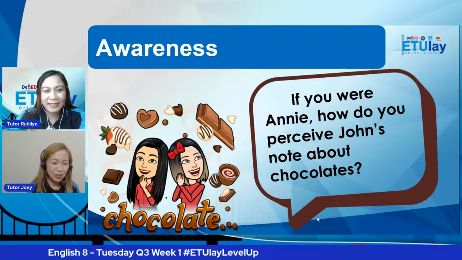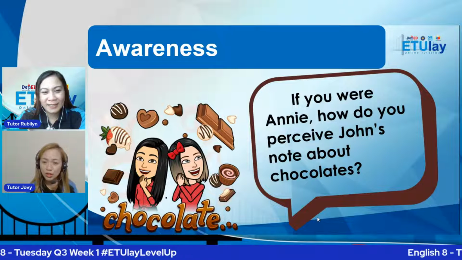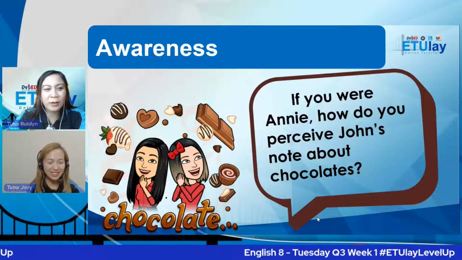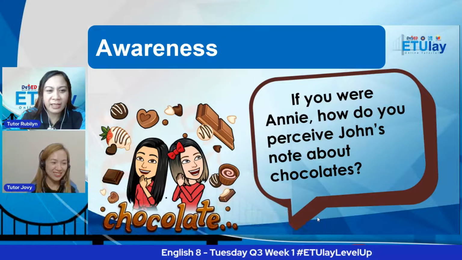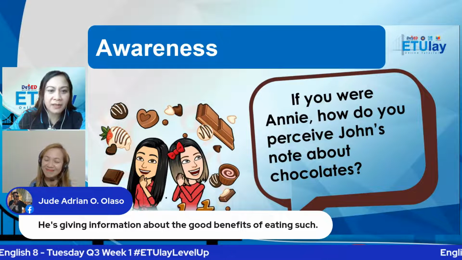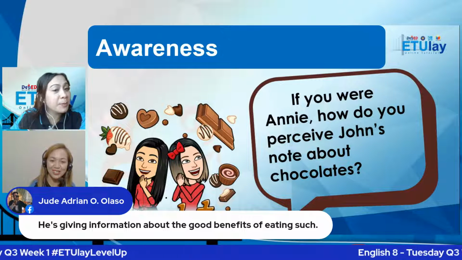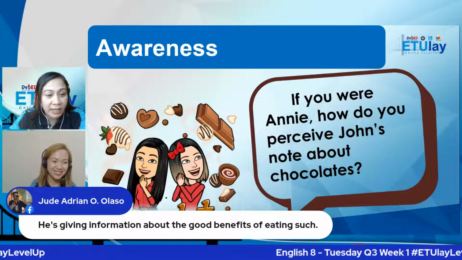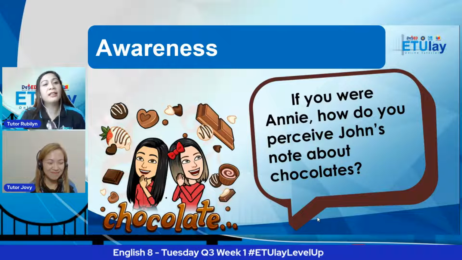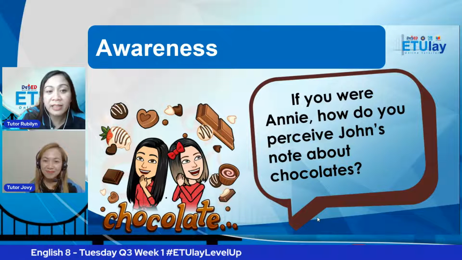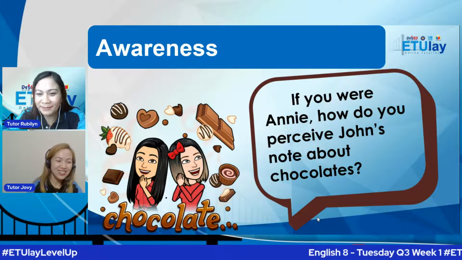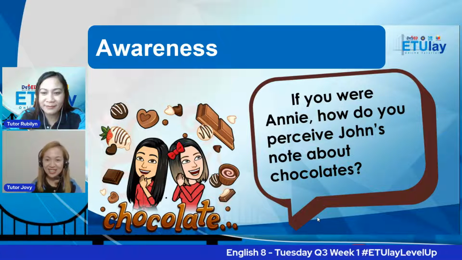So what about you, cuties? How do you perceive John's note about chocolates? According to Jude Adrian, he's giving information about the good benefits of eating dark chocolate. So meaning to say, John is concerned about the health of his friend Annie. Thank you for your brilliant ideas.